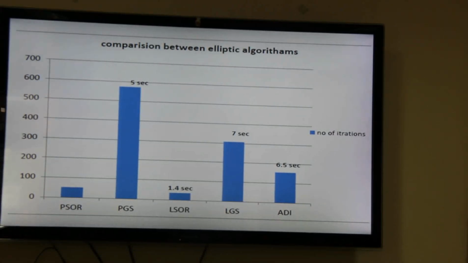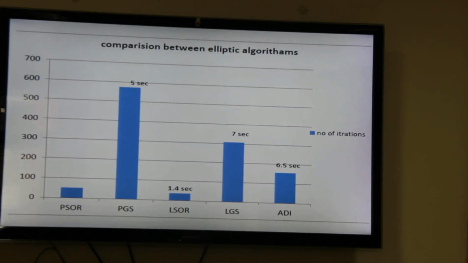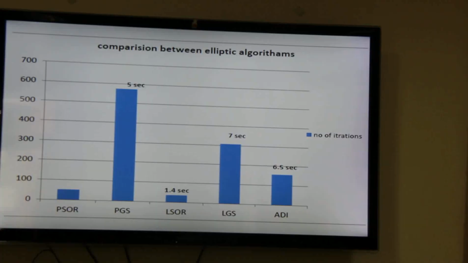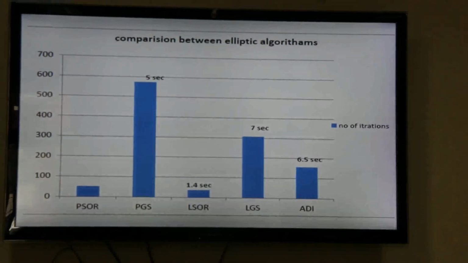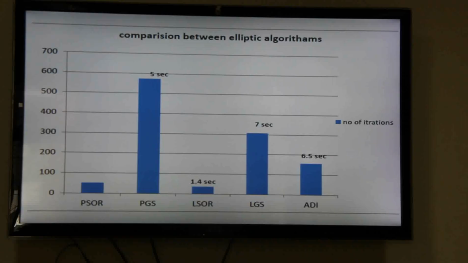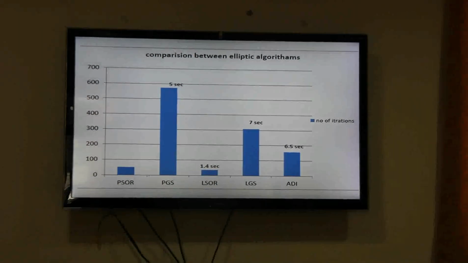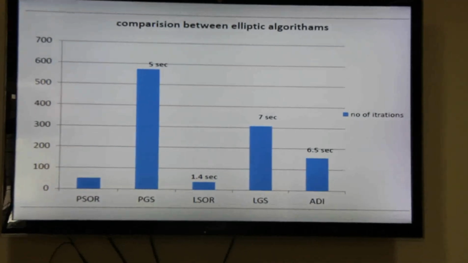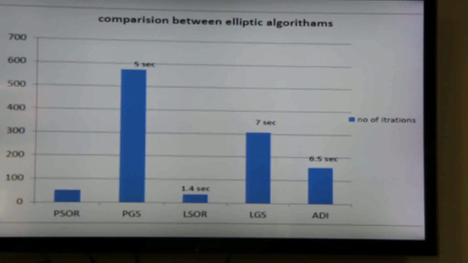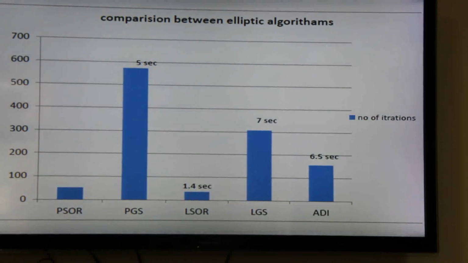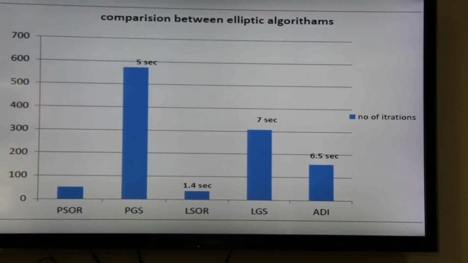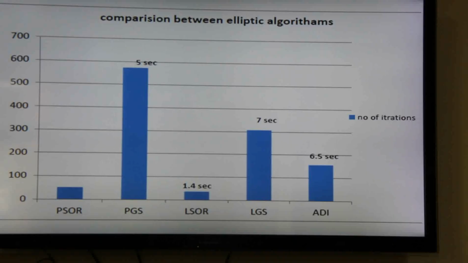For example, if you look at PGS, point Gauss Seidel, it approaches 600 iterations within 5 seconds to give our solution. I think this is the maximum iteration. To solve our problems, the iteration varies with respect to algorithms. If you look at PSOR and LSOR, they give a very small number of iterations. For example, LSOR consumes the minimum time, 1.4 seconds, and is below 100 iterations. When comparing PSOR and LSOR, LSOR has fewer iterations, so it gives quick results. This is an important study you have to observe in this plot.